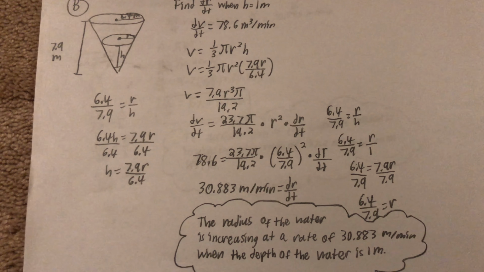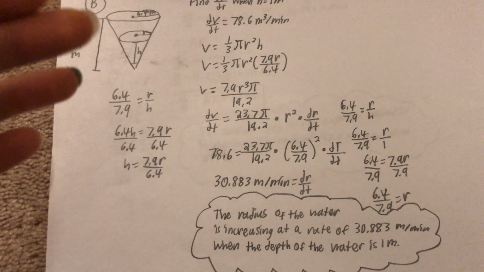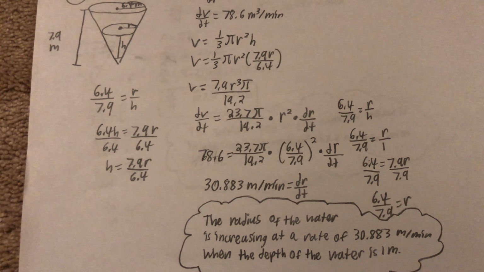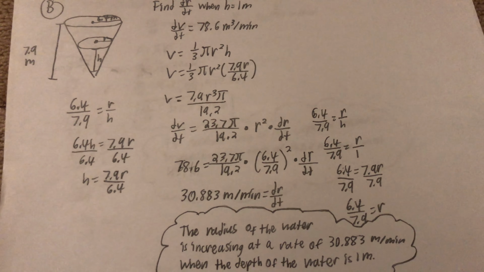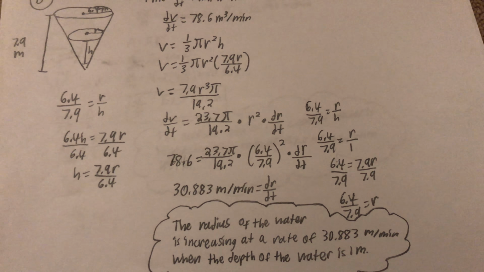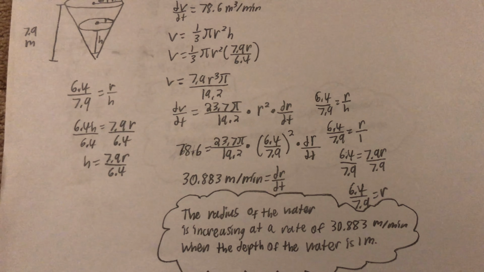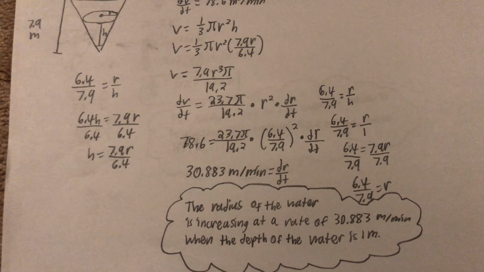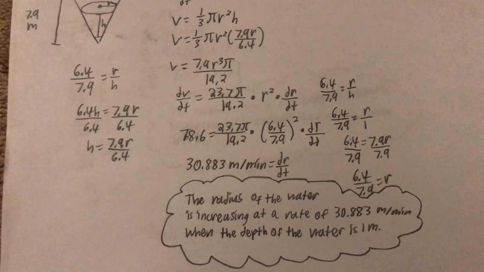Then we simplify and find the derivative of the volume equation, and then we plug in 6.4 over 7.9 for r, since we know that the depth of the water is 1, and we can plug it into the similar cones equation, and then we solve for dr over dt, which is 30.883 meters per minute, which means that the radius of the water is increasing at a rate of 30.883 meters per minute when the depth of the water is 1 meter.